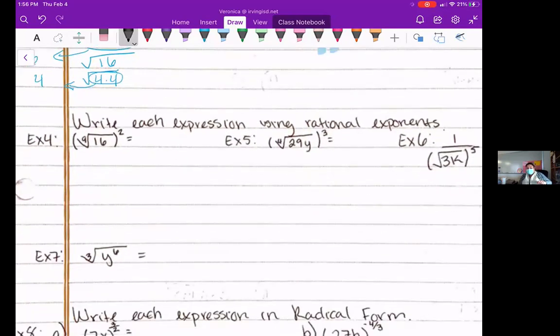So now we're going to write each expression using rational exponents. Now I'm giving you a problem in radical form, and you're going to go in reverse, right? So if you know that the horse is outside waiting for you when you leave the house, where's the horse going to go? Where's the horse going to go, you guys?